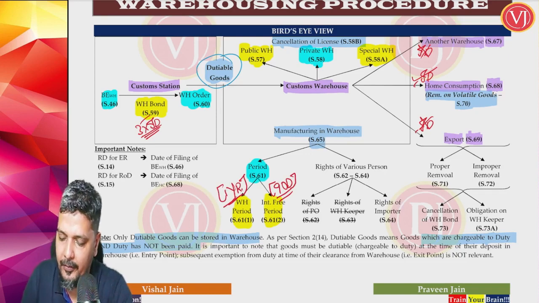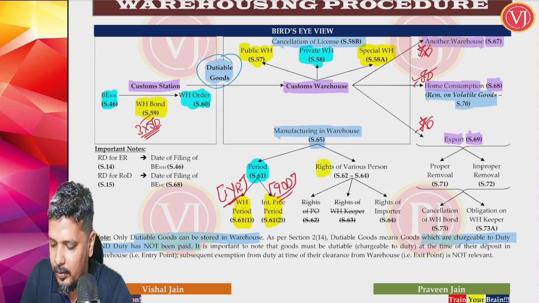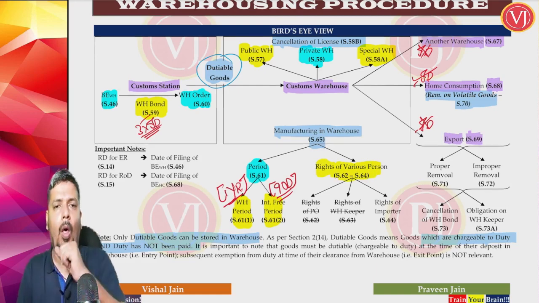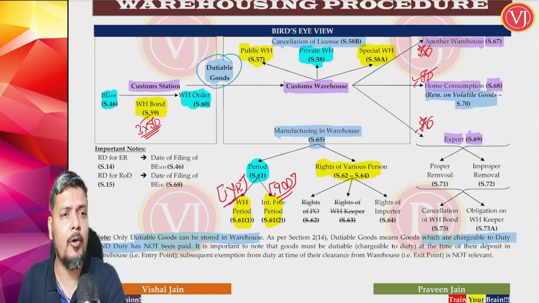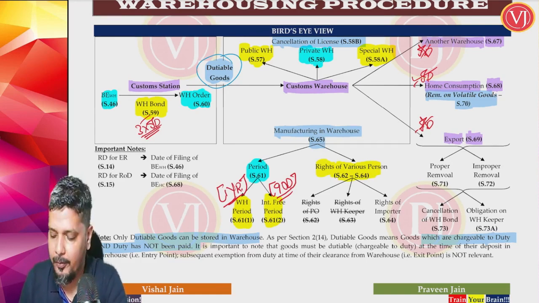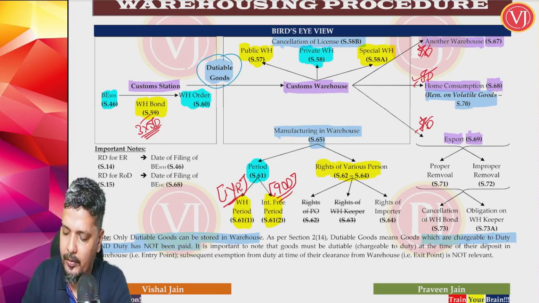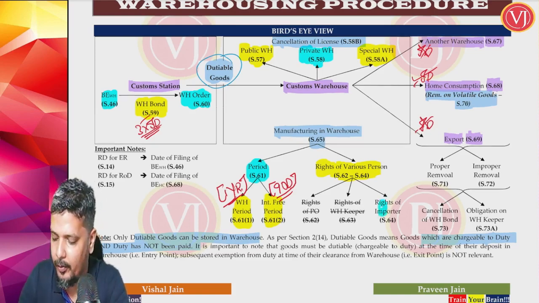Now when the goods are in warehouse, there are rights of various persons. Section 62 spoke about the right of the officer, which is omitted. Now section 62 is not relevant. 63 spoke about the right of warehouse keeper, now not relevant, not there. So there is right of importer, section 64.